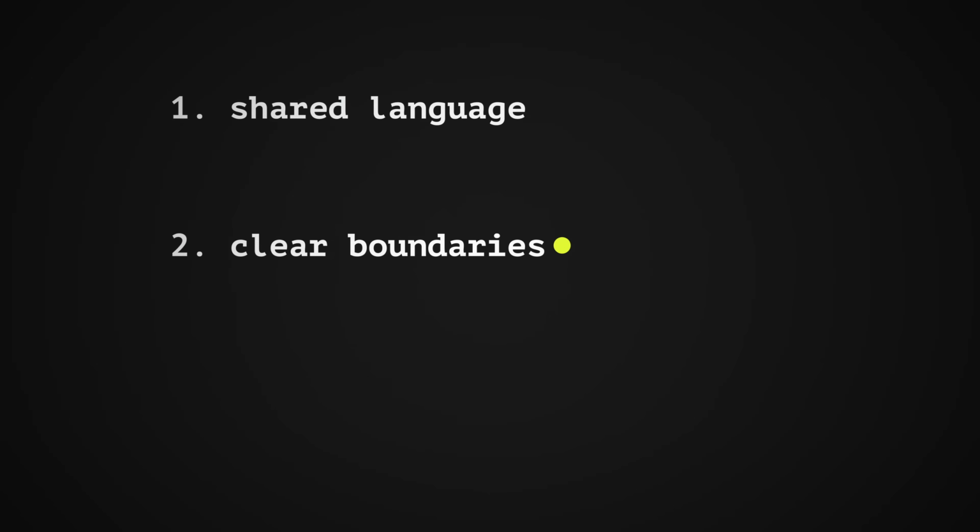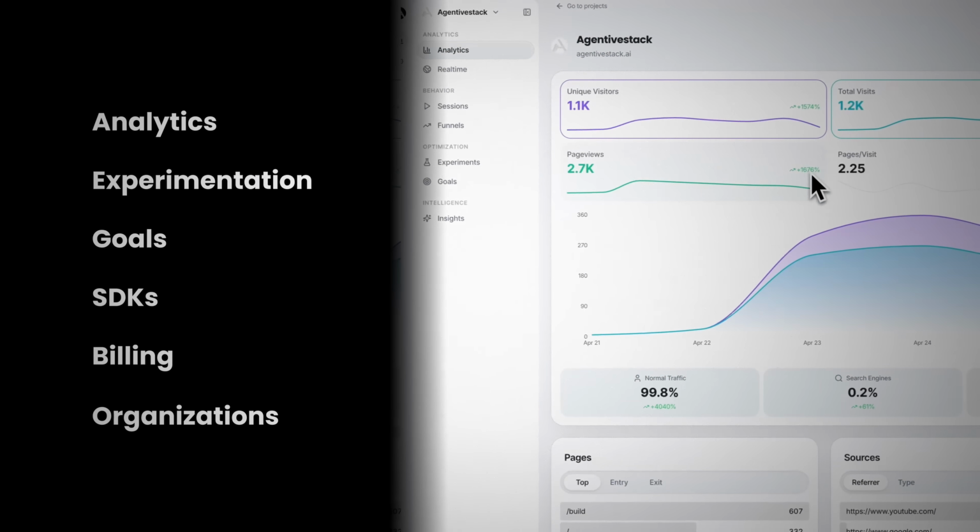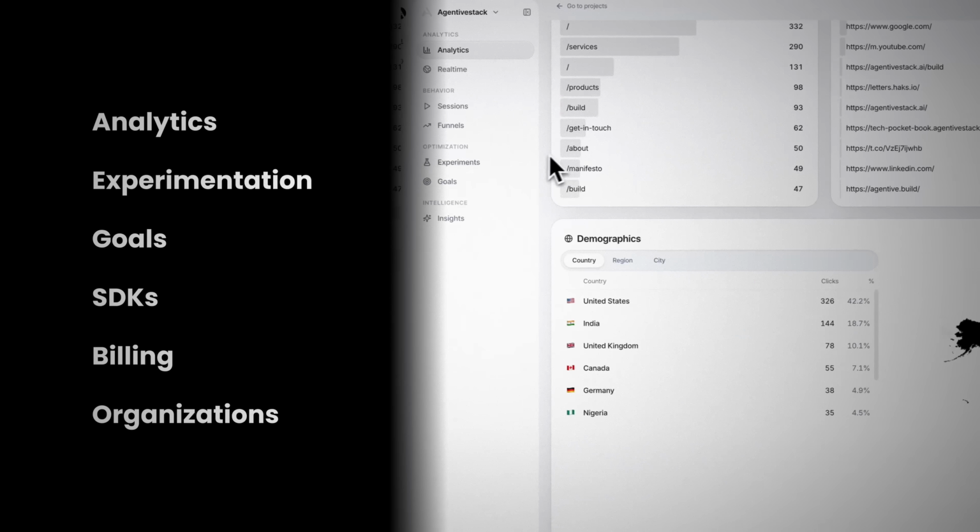2. Clear boundaries. Your system isn't one monolithic thing, even if it seems that way. It has several distinct areas, even in a small project. Each area has its own rules and its own data. Each one has its own reason for existing. For example, I mapped Clark into 6 areas so far. We have analytics, experimentation, goals, SDKs, billing, and organizations.